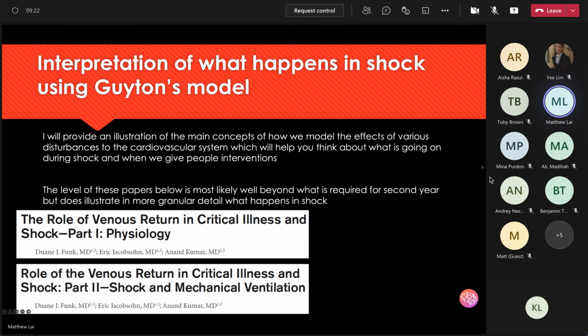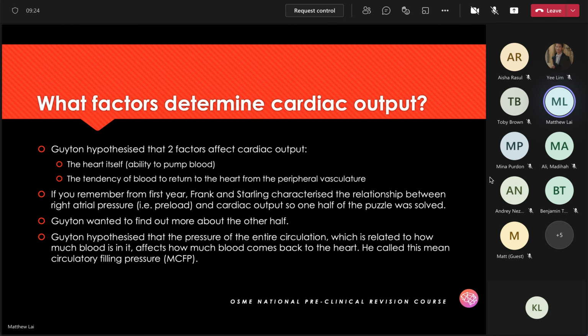So moving on to the first slide, which is important here. What factors determine cardiac output? Guyton hypothesized that 2 factors affect cardiac output. The first is the heart itself, and so the heart's ability to pump blood. And then the second factor is the tendency of blood to return from the heart to the peripheral vasculature.